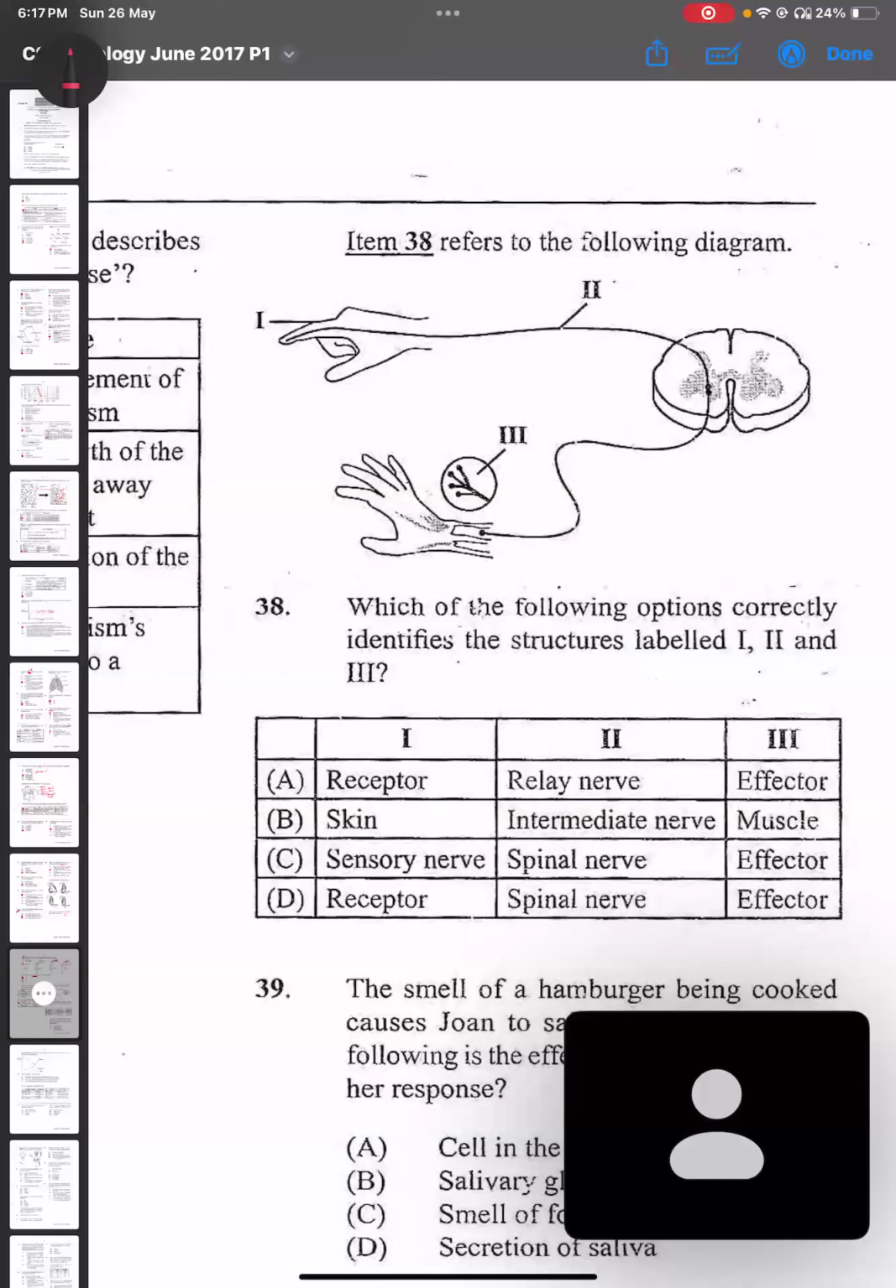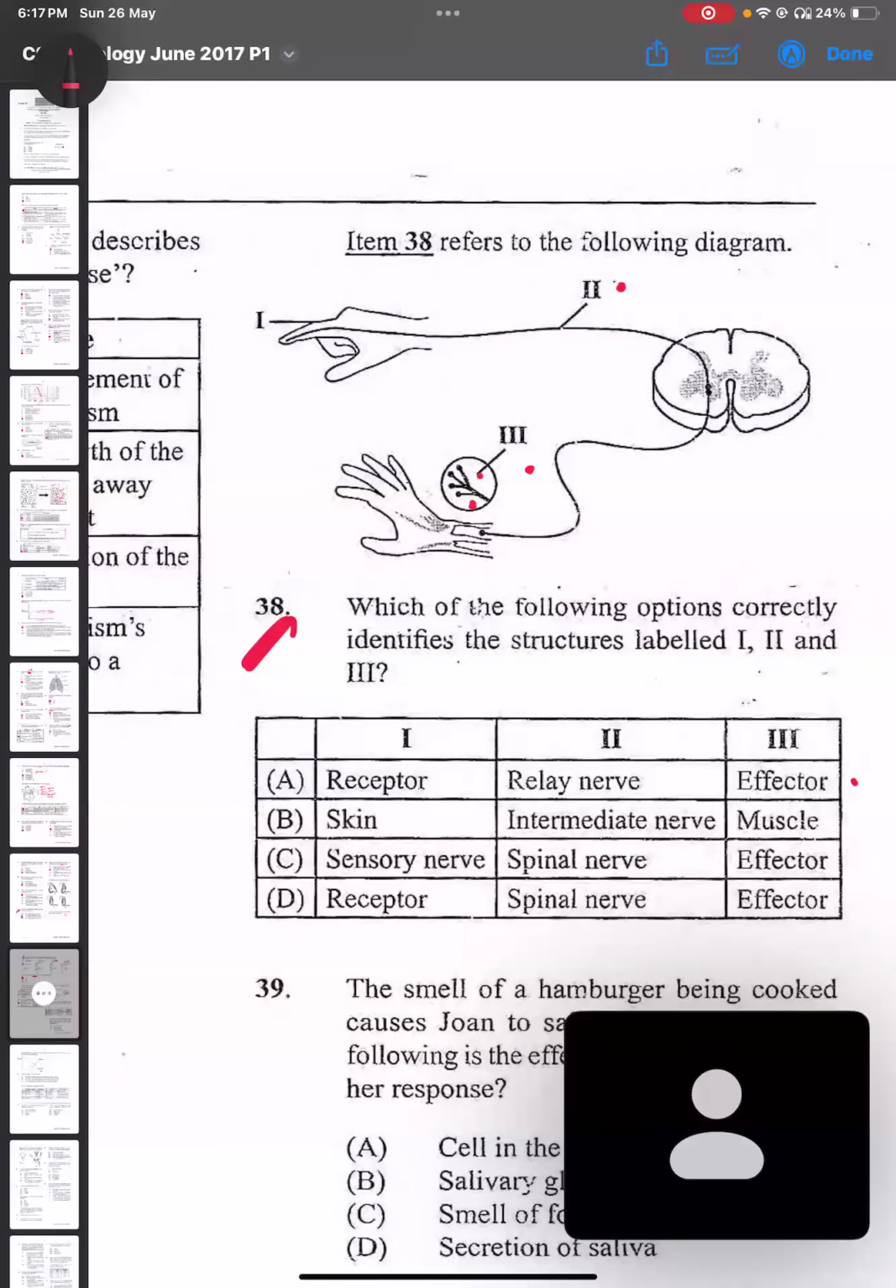In this one, there does not appear to be a relay neuron. Just asking, well, yeah, there doesn't seem to be a relay labeled in this. We know that 3 is your effector. Or well, in this case, it is, hmm. We're coming back to 38 as well.